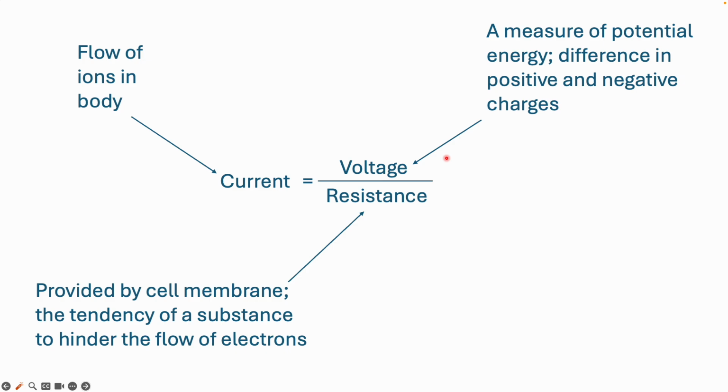Resistance, in the case of cells, is what is provided by the cell membrane. It's essentially the tendency of a substance to hinder the flow of electrons. So the membrane has a tendency to resist the flow of things across the membrane.